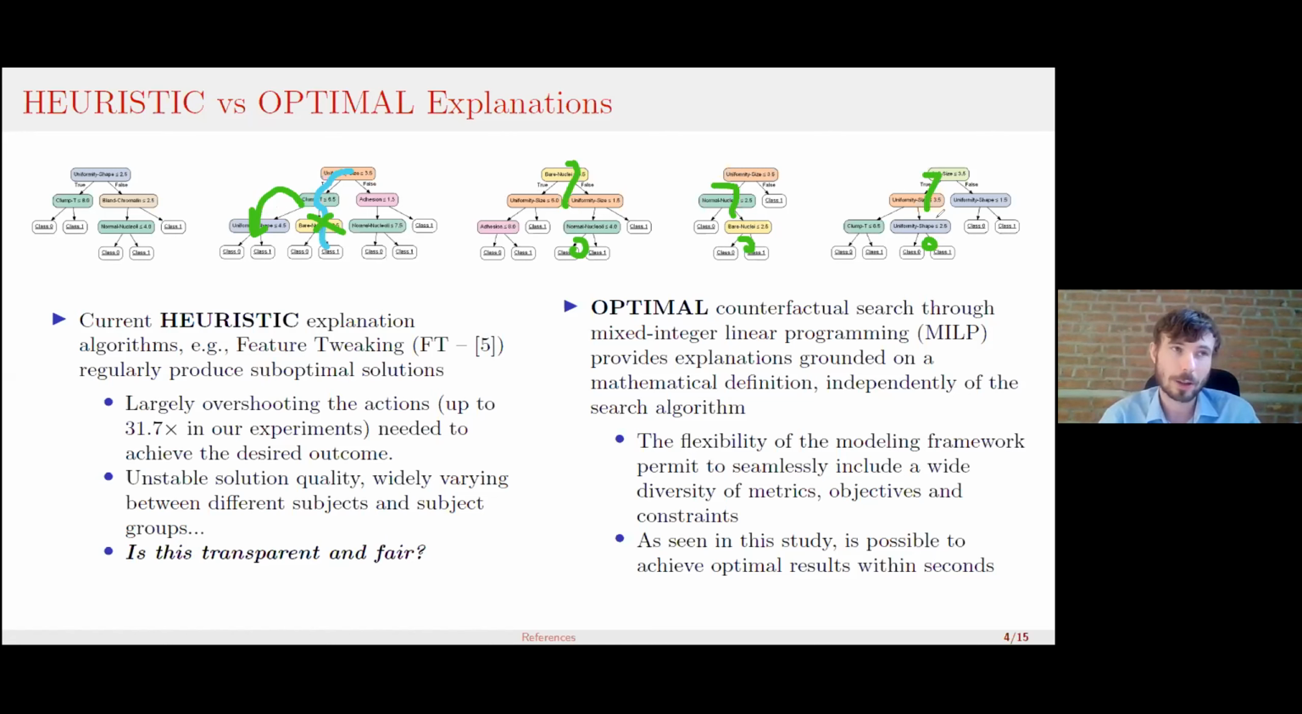And beyond the actual success or not of the method, even if it succeeds, it is not guaranteed at all to find an explanation that is nearby the original point. So we did experiments, and we observed that sometimes it would overshoot the actions needed to achieve the desired class by up to 30 times. So instead of telling you, well, your credit is denied because you need a salary that is $200 more, it asks for $6,000 more. That would be what happens in practice.